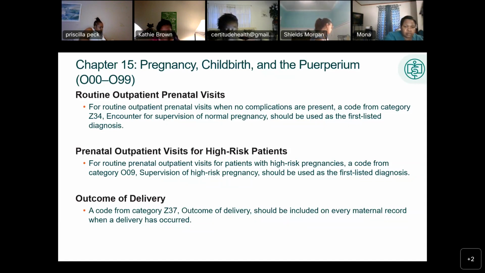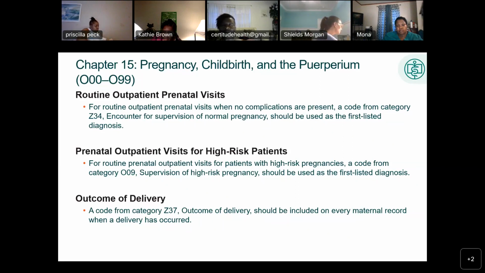Thank you. You're welcome. Now look at 15B. So this whole section is relating to selection of the principal or first listed diagnosis. So these guidelines are going to be extremely helpful to you. The first one, number 1, is for routine outpatient prenatal visits. So this is healthy pregnancy, no complications are present. Patient goes in monthly for their prenatal visit. For those encounters, you're going to use a first listed diagnosis from the Z34 category.